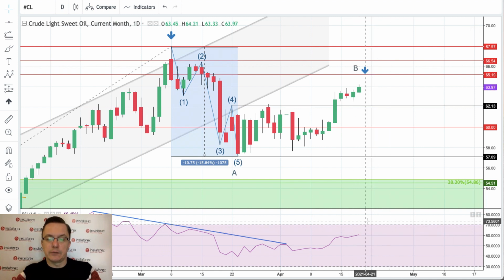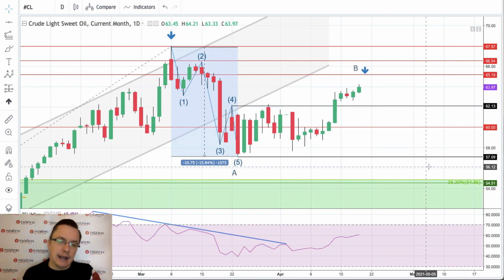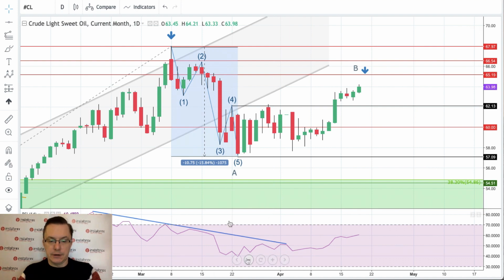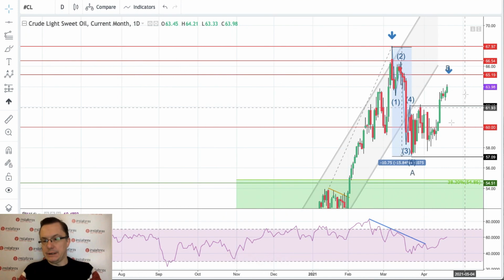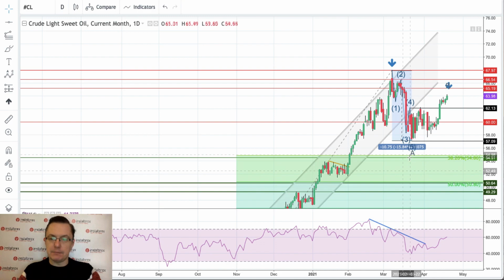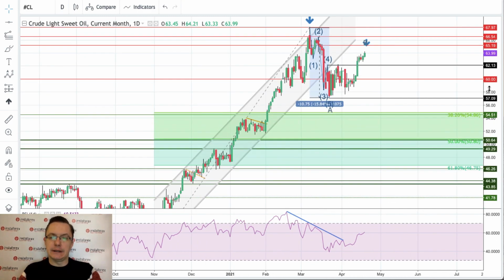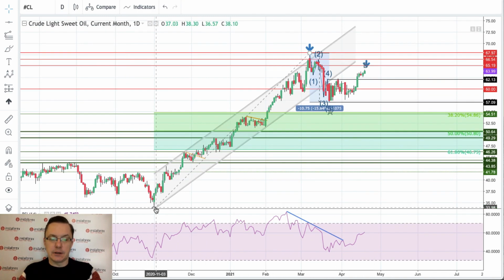We should hit the overbought conditions, and then the market should reverse again in order to complete another 5 waves down in the wave C, and then we'll have a corrective zigzag pattern on the crude oil. This would be the biggest correction in time and price since the lows of the beginning of November 2020. So that's very important to keep in mind. This is already the biggest correction right now.